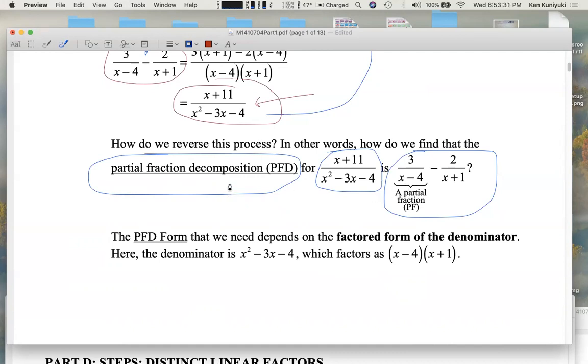Now the form for this PFD depends very much on the way you factor this denominator over the reals. And that determines what case you're going to look at as you develop these partial fractions. In fact, there could be multiple cases for multiple factors. All right, let's do it. How do we find the PFD for this?